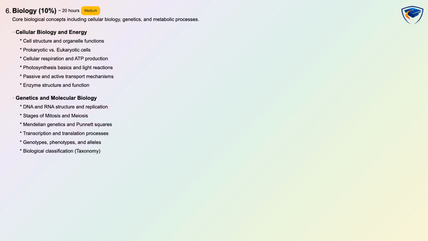Biology comprises 10% of the test, is medium difficulty, and recommends about 20 hours of study with conceptual and scenario-based items. You will cover cellular biology topics like cell structure, organelle function, prokaryotic versus eukaryotic cells, cellular respiration, ATP production, photosynthesis basics, transport mechanisms, and enzyme function. You will also study genetics and molecular biology including DNA and RNA structure and replication, mitosis and meiosis, Mendelian genetics, transcription and translation, and basic taxonomy.